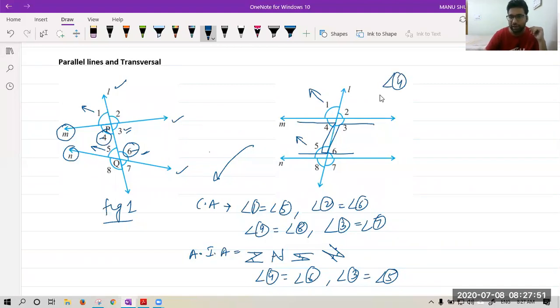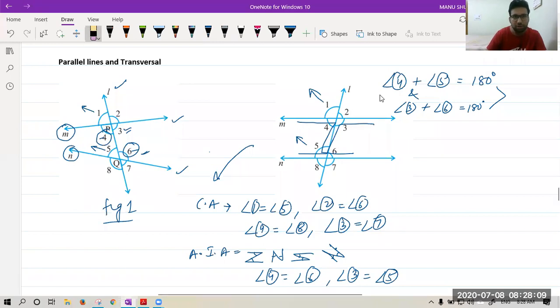So we can say angle 4 plus angle 5 is equal to 180 degrees, and angle 3 plus angle 6 is equal to 180 degrees. The same reason applies to both, you can observe over here. Let me rerun this. Please observe carefully.